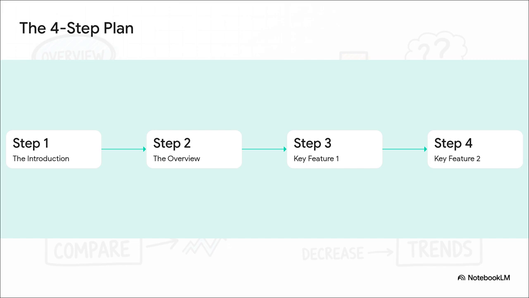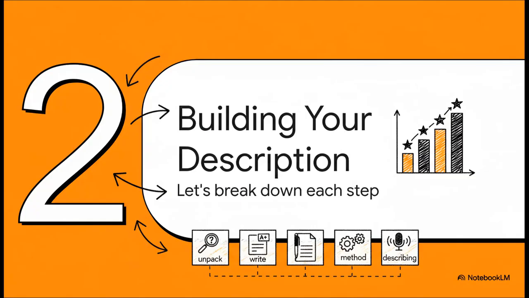Step 1, the introduction. Step 2, the overview. Step 3, key feature 1. And step 4, key feature 2. That's it. So let's break down how to actually build each one of these parts. All right, building your description. Because knowing the steps is one thing, but actually mastering what goes into each one, that's what gets you the top marks. So let's dive deep into what you need to write for every single part.